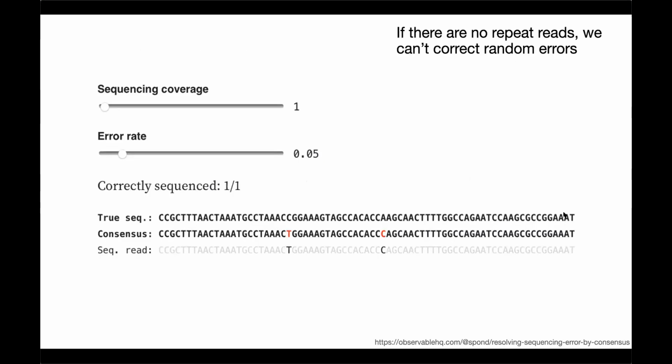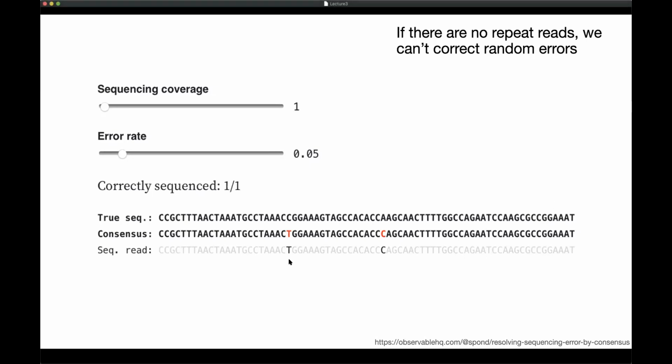Right, so here's an example. And if you want to, there's a little interactive document that I created. You can click on and play with on your own. But imagine here that you have a coverage of 1, which means this black sequence on top is the sequence you're trying to determine. You generate 1 sequencing read, right? And your error rate for the sequencing read is set to be 5%. So about 1 position in 20 is incorrect.